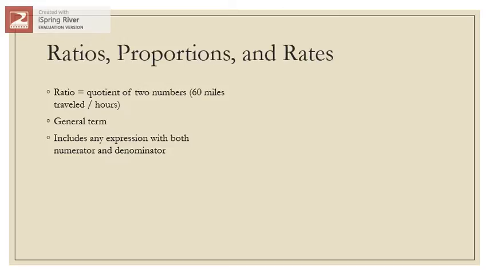We have ratios, proportions, and rates. These are very similar and yet different, and the differences are important. So let's start with a ratio. A ratio is just a quotient of two numbers. If you remember back to elementary school, quotient means division, right? So for example, 60 miles per hour. You travel 60 miles divided by 1 hour, that is a ratio. Anytime you have a fraction, that's a ratio. Ratio is a very general term. If there's a top, the numerator, and a bottom, the denominator, if it's a fraction, it's a ratio.